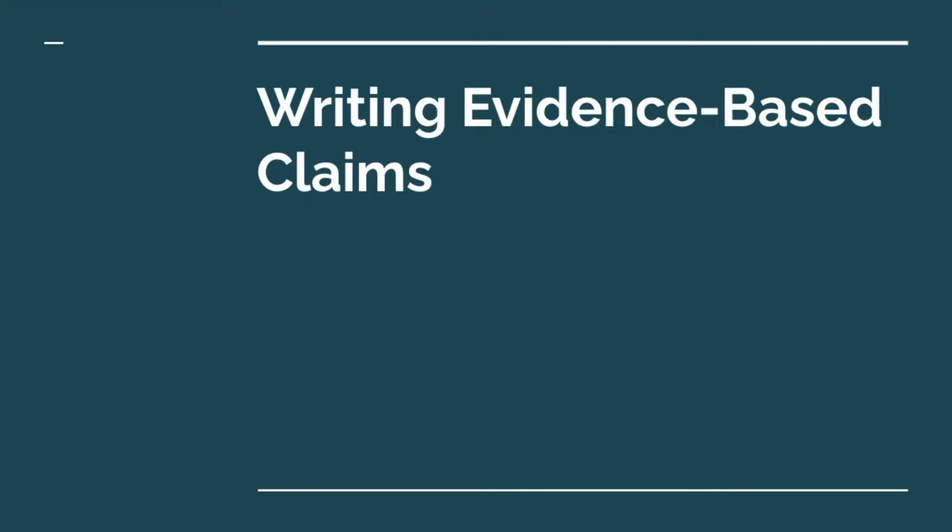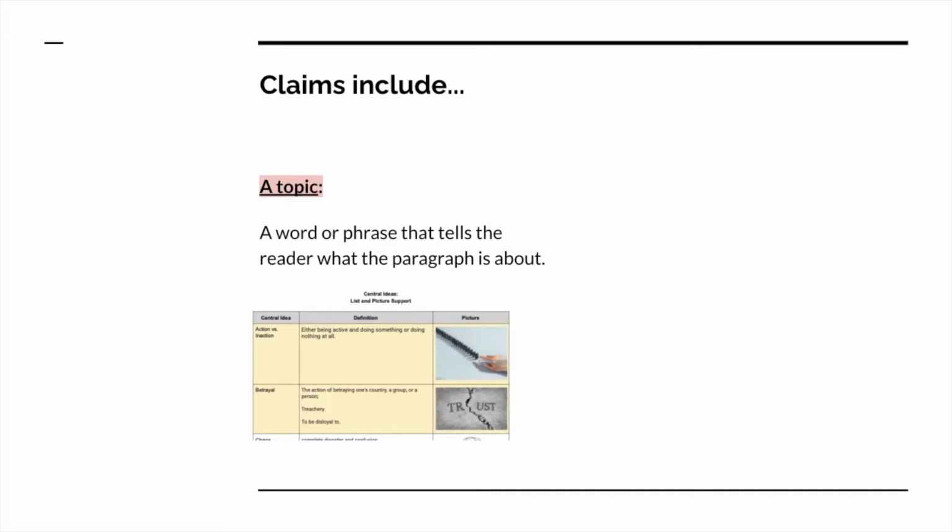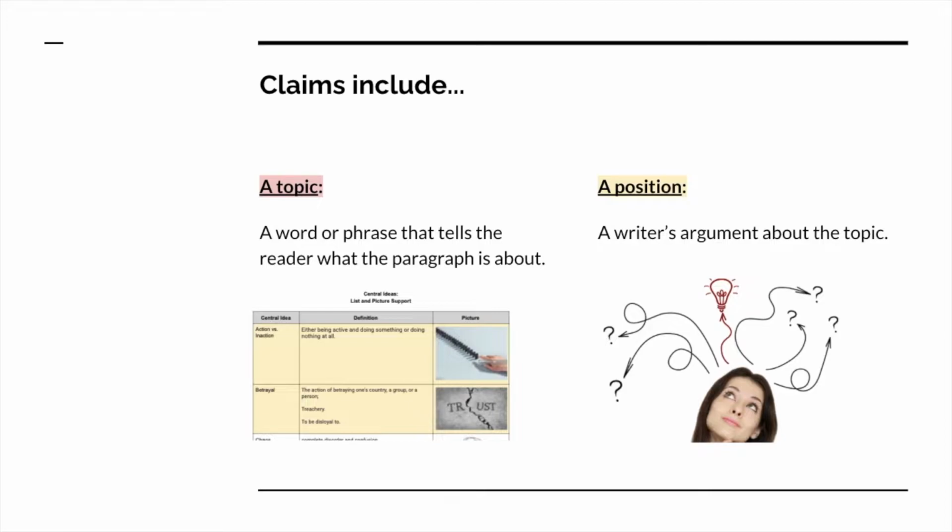A key component of direct argumentation is a writer's claim. In a paragraph, a claim is the first sentence and it is followed by evidence and reasoning. Generally, claims have two key components. The first is a topic, or a word or phrase that tells the reader what the paragraph is about, and the second is a position or a writer's argument about that topic.